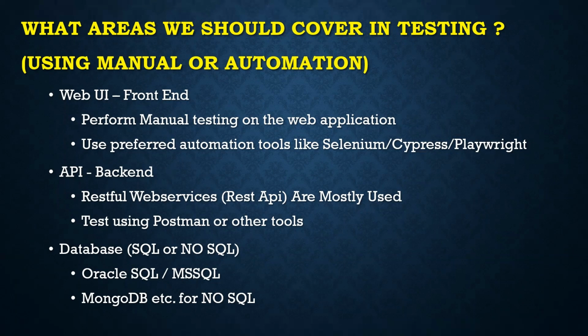And coming to the third one, the database. Databases are generally of two types, SQL and NoSQL. SQL is based on RDBMS, and NoSQL will not have any structure like SQL, which is based on RDBMS, right? So Oracle SQL or Microsoft SQL we can use for the SQL category. And for NoSQL, there are many databases like MongoDB, Cassandra, and Amazon DynamoDB. Lot of things are there. So based on the project requirement, we'll be working on them.